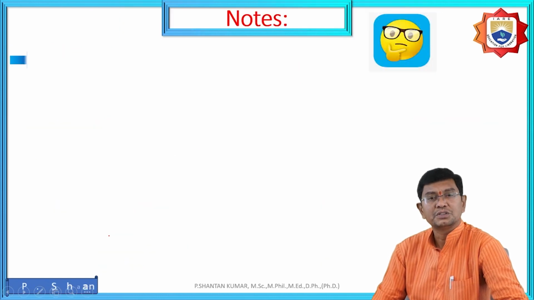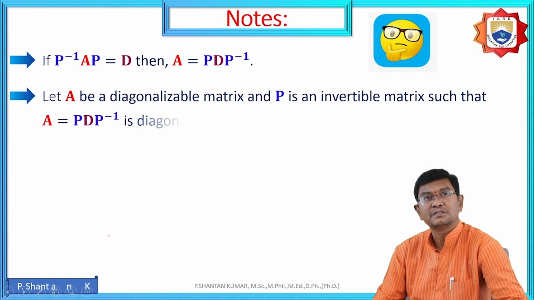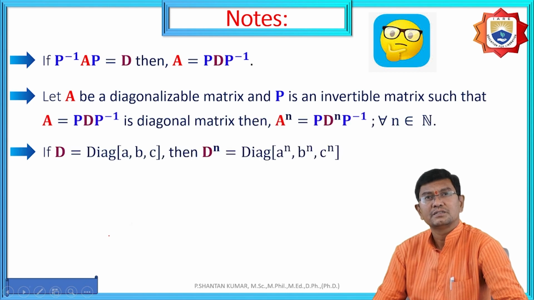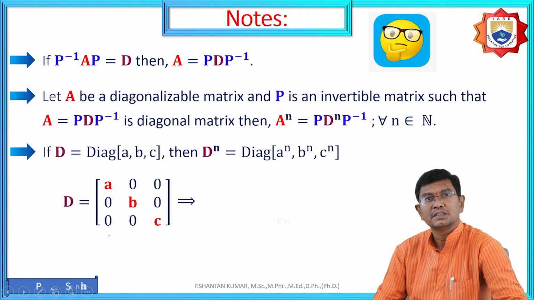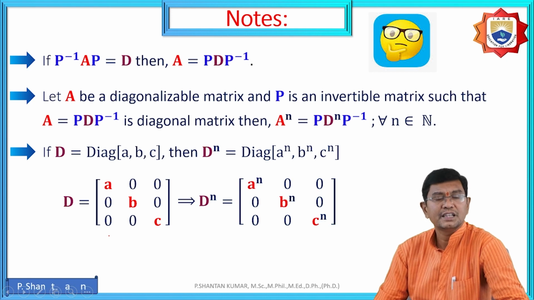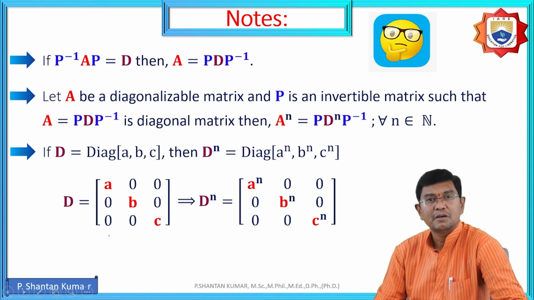Okay, and again, what are the conditions here? D power n is nothing but the powers of the eigenvalues of the matrix.